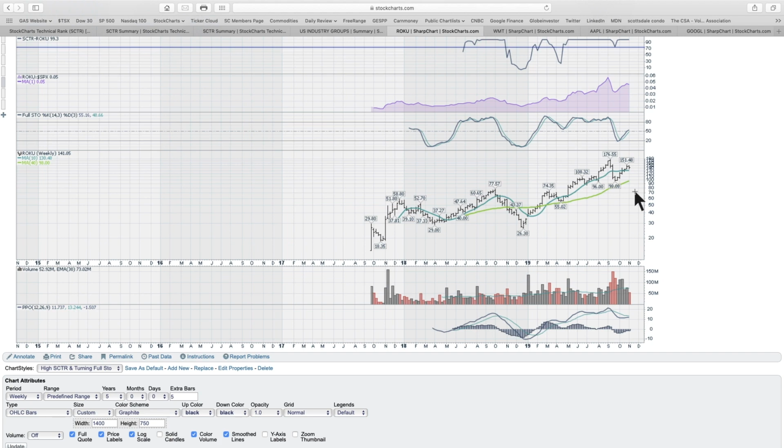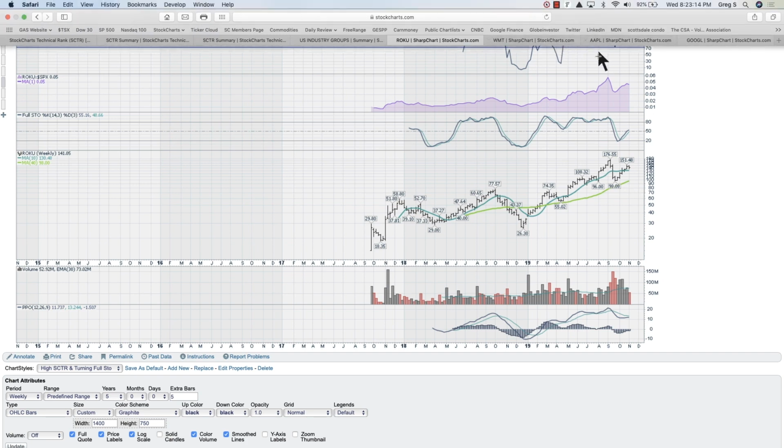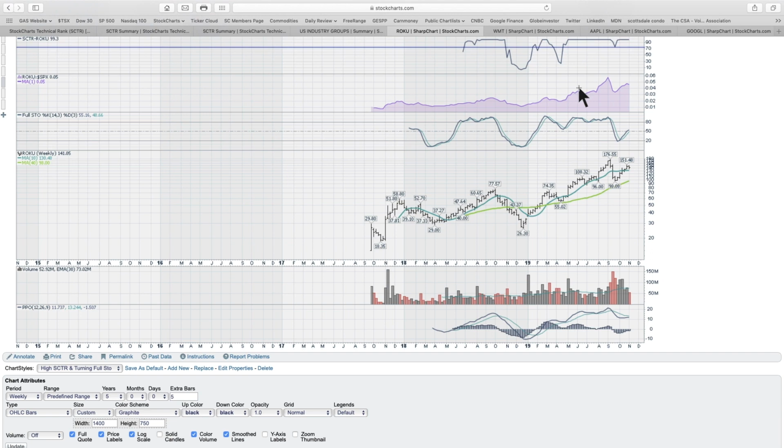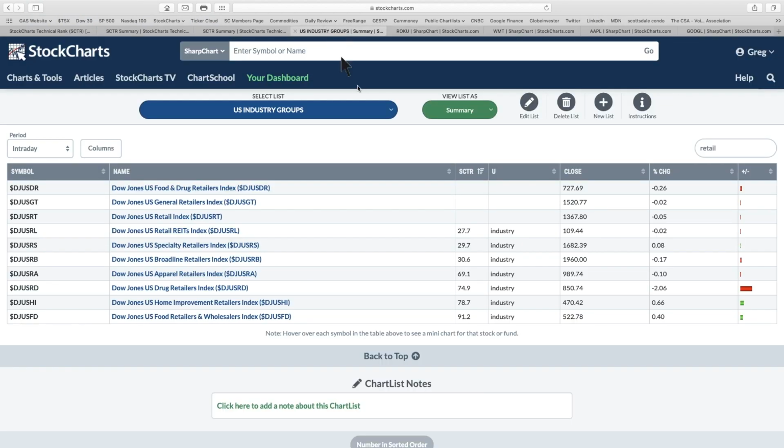And I think this is a critical component of the SCTR, is that it helps you find great names, but it's not necessarily your best sell tool. I think there are other tools out there, and we could do another whole presentation sometime about that. But the goal of the SCTR is to bring strong stocks to you. Now, I want to show you one more thing, the industry groups that we have.